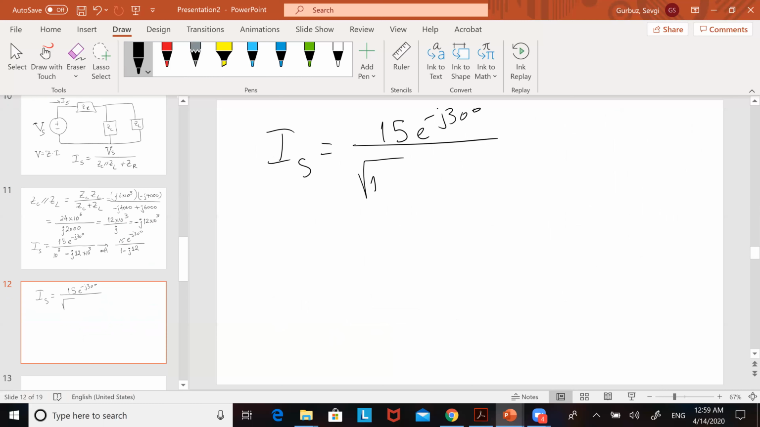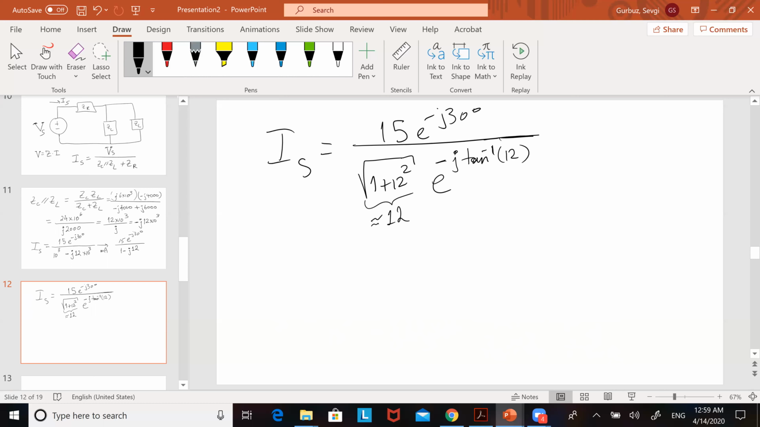the square root of 1 plus 12 squared, which in this case is approximately 12 because 1 is so small. It's going to be approximately 12. And the angle is going to be equal to e to the minus j tangent inverse of 12.